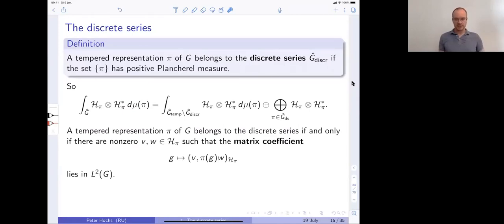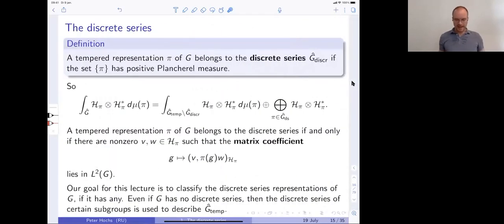There's an equivalent characterization. A representation is in the discrete series if and only if this matrix coefficient here, for some non-zero v and w, a function like this is called a matrix coefficient, is square integrable. To be precise, every K-finite matrix coefficient is square integrable. And then you can use matrix coefficients to embed H_pi into L2(G), as a direct summand. Okay, so that's the discrete series. And in this lecture, we're going to classify discrete series representations of G and see when it has any representations in the discrete series.